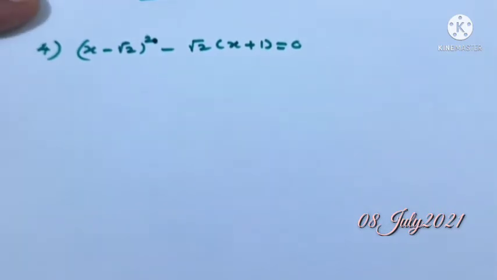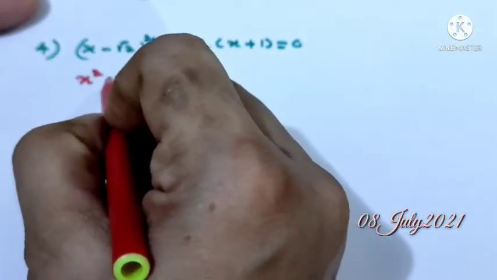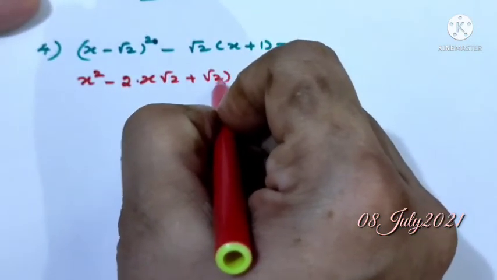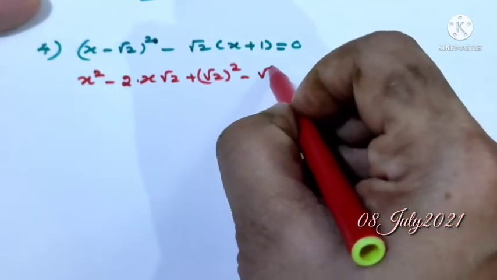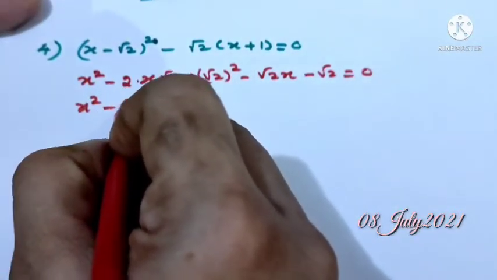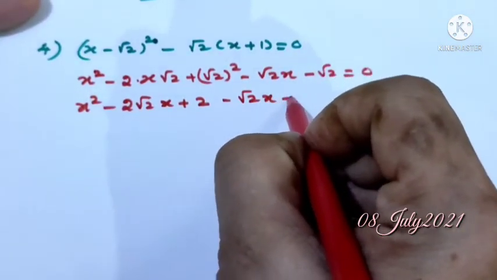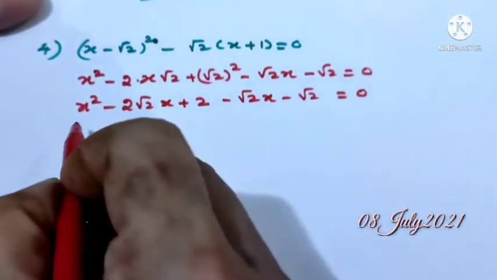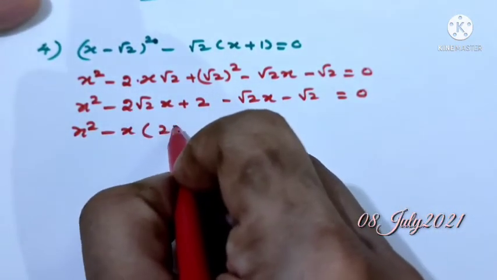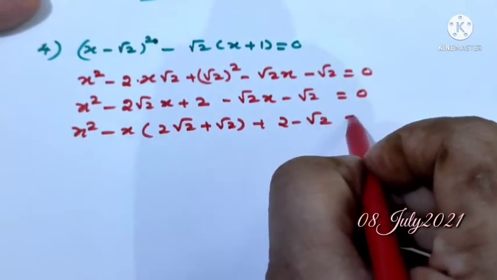Here (x minus root 2) whole square is of the form (a minus b) whole square. So x square minus 2 into x into root 2 plus root 2 square minus root 2x minus root 2 equal to 0. So x square minus 2 root 2x plus 2 minus root 2x minus root 2 equal to 0 only. So x square minus x common, 2 root 2 plus root 2, plus 2 minus root 2 equal to 0.